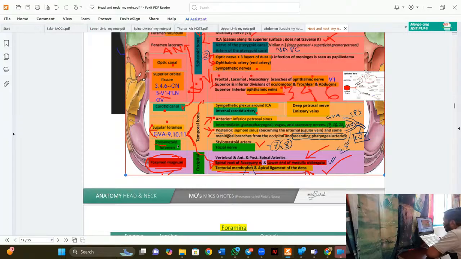Then stylomastoid foramen. We have the stylomastoid artery, and the facial nerve and vestibulocochlear nerve together.